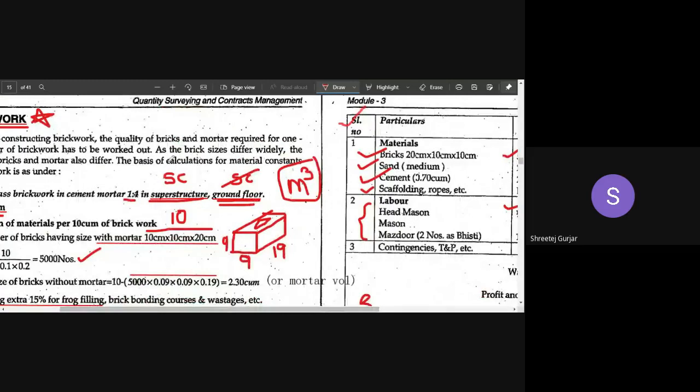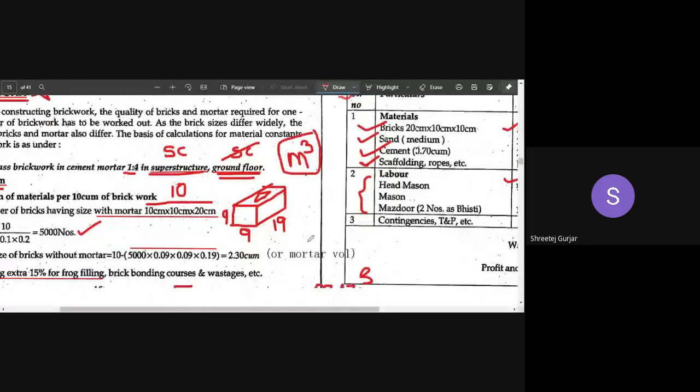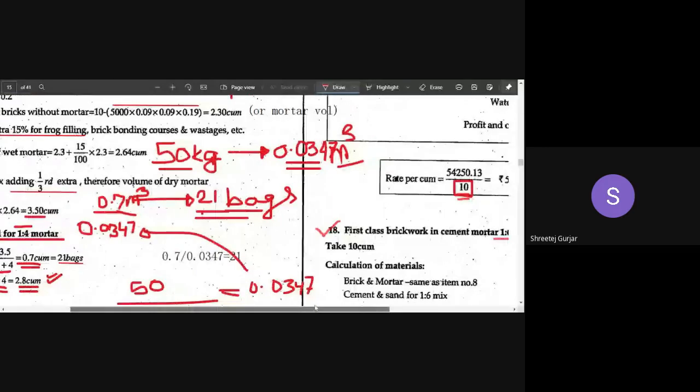If you are working in superstructure, you have to add scaffolding, right? We have added scaffolding, and if you are not working in superstructure, you do not add this scaffolding. If you are only working in ground floor, no need of scaffolding. So this is regarding brickwork.